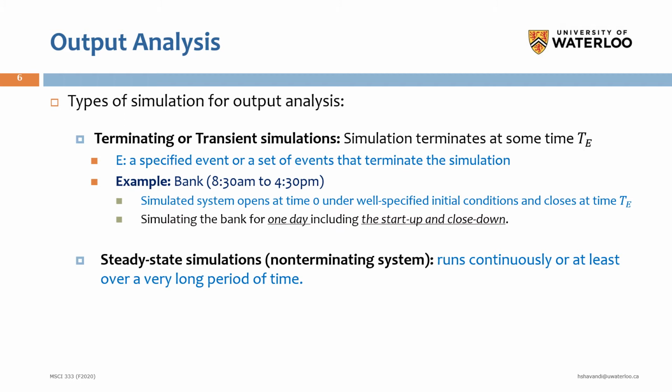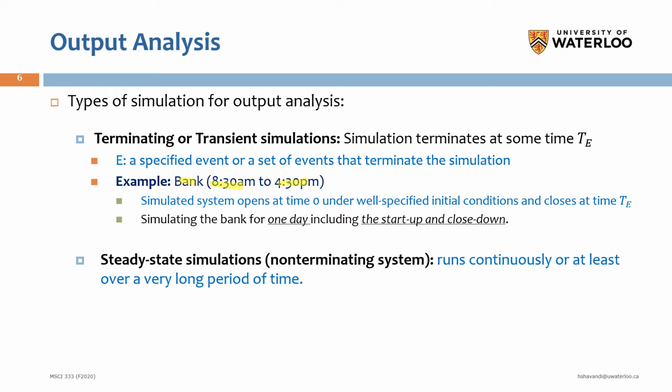For example, a bank opens at, let's say, 8:30 a.m. and closes at 4:30 p.m. So we do have an event in the system which is closing time, and that event will trigger termination of the simulation. I mean, not the system. For these kinds of systems, we use the type of terminating or transient simulations.